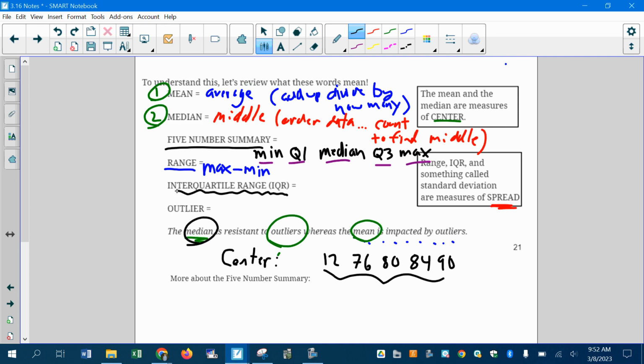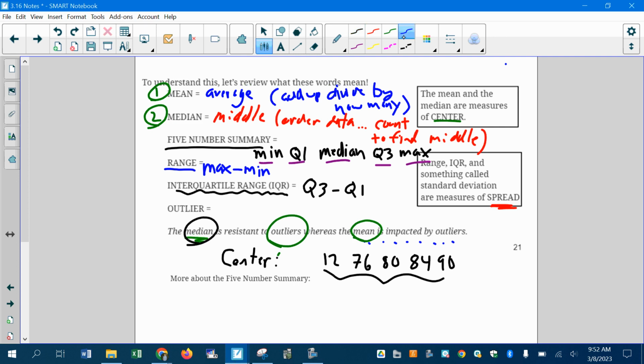Okay? IQR. The way to find that is you have this 5-number summary, and you take the Q3 and you subtract the Q1. Okay? Just gives you a different number, but it helps identify how spread out it is. If your IQR is bigger, it's more spread out. If your IQR is smaller, it's more compact. Okay?